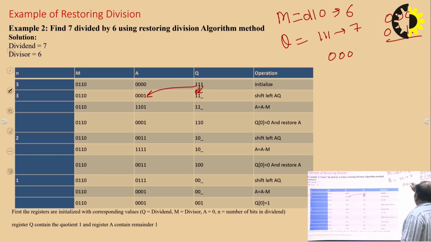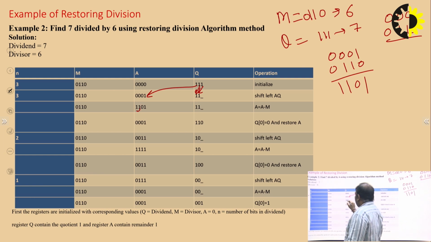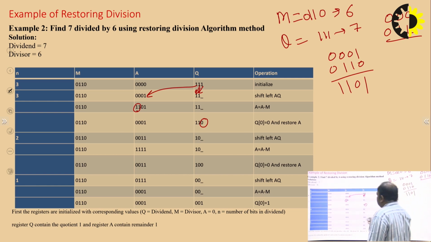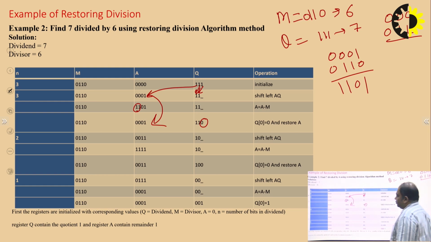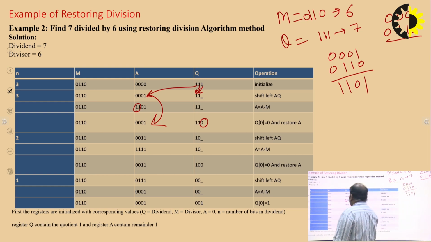0001 minus 0110, this becomes 1101 by binary subtraction. So what we see is the most significant bit of A, which is 1. So we convert the least significant bit of Q to 0 and restore the value before the subtraction. Now we come to the second step, which is 0011.